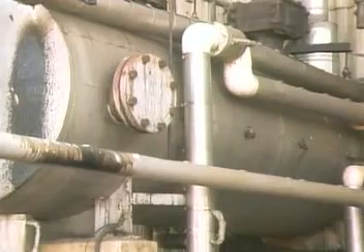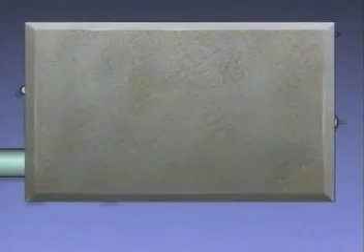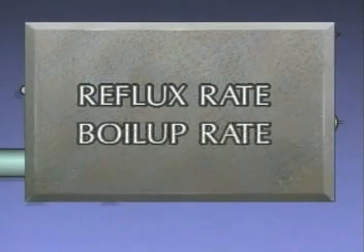The liquid in the hot well acts as a seal to prevent air from being sucked back into the vacuum system. Column temperatures are adjusted by regulating either the reflux rate, the boil-up rate, or both.